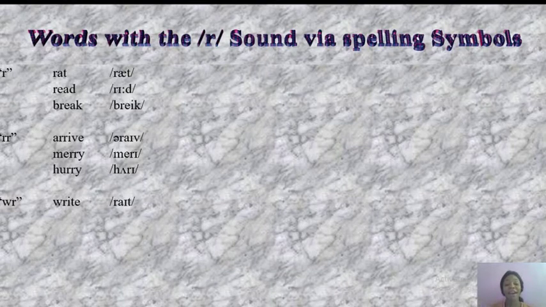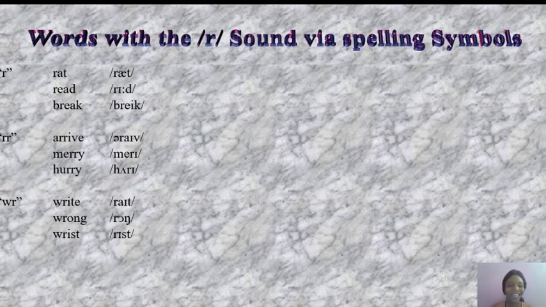We have right, to write, not white. Most of us say white. No, it's right. We also have the word wrong. You are wrong. You wouldn't have done that. As you can see, it has the spelling symbol WR. We also have the word wrist.